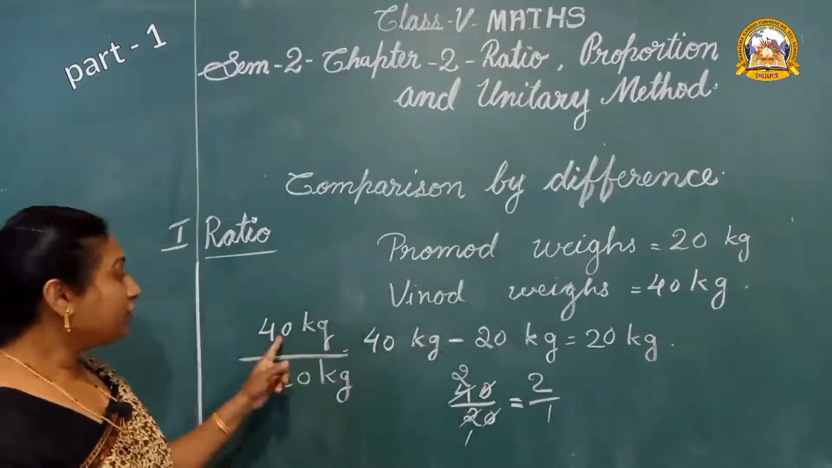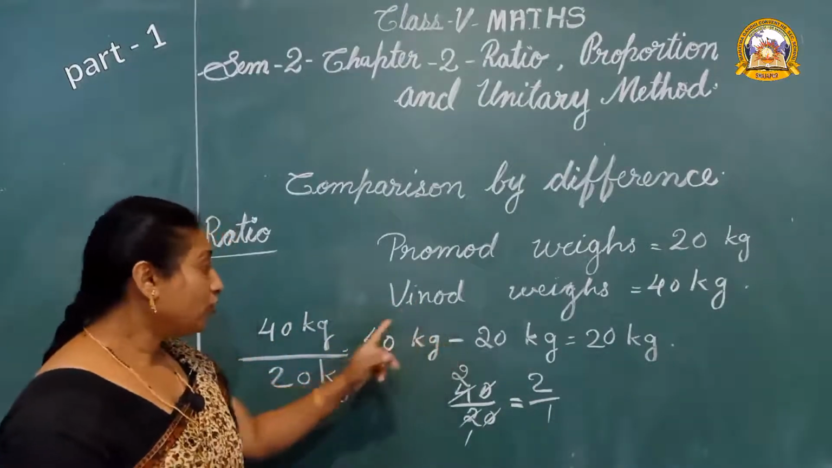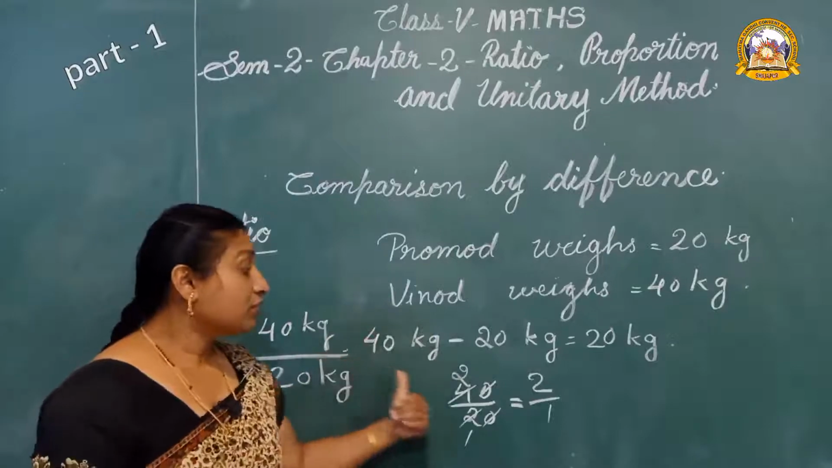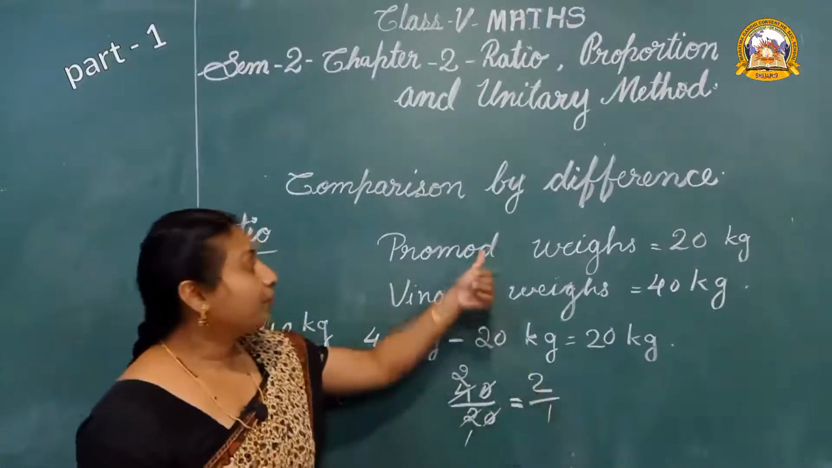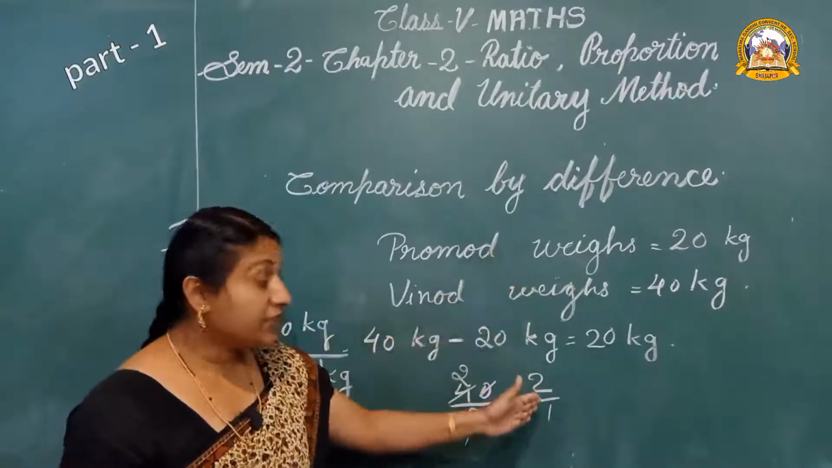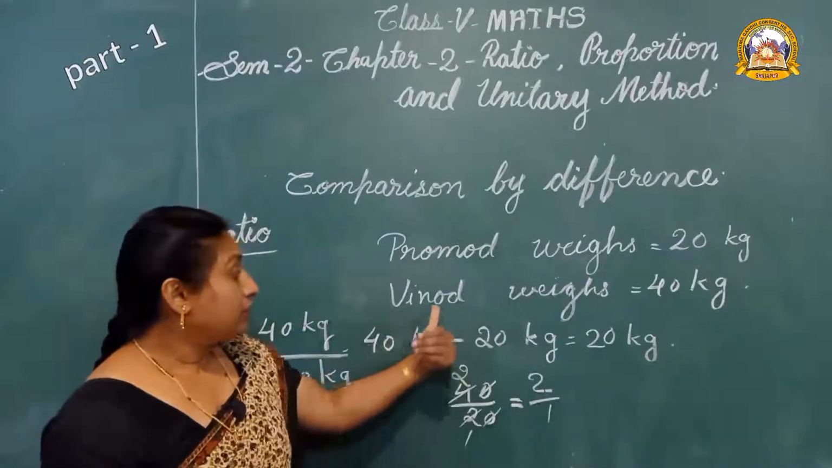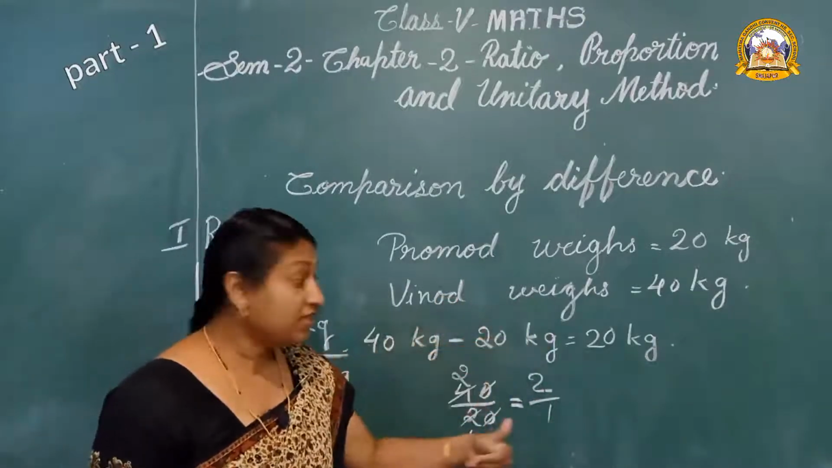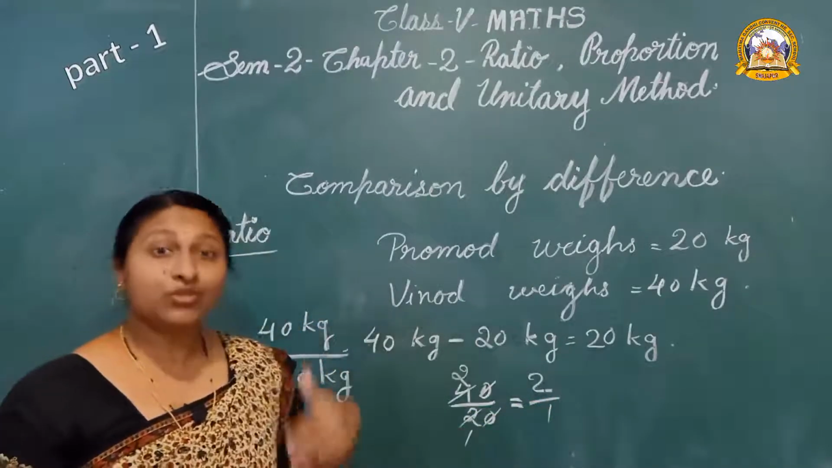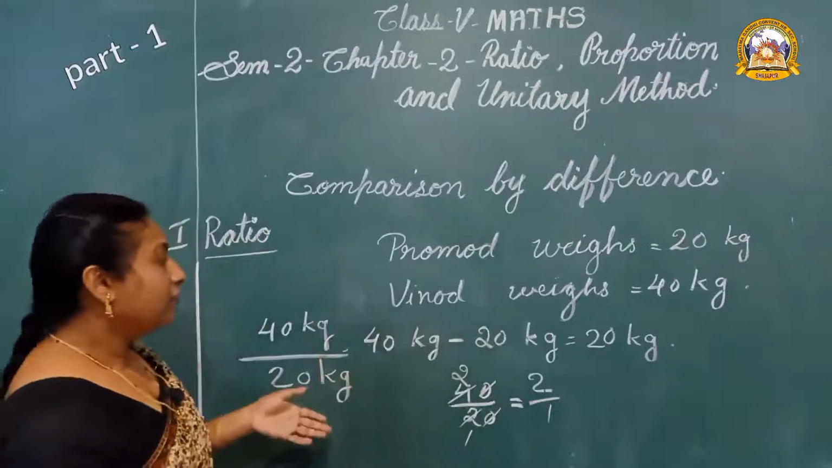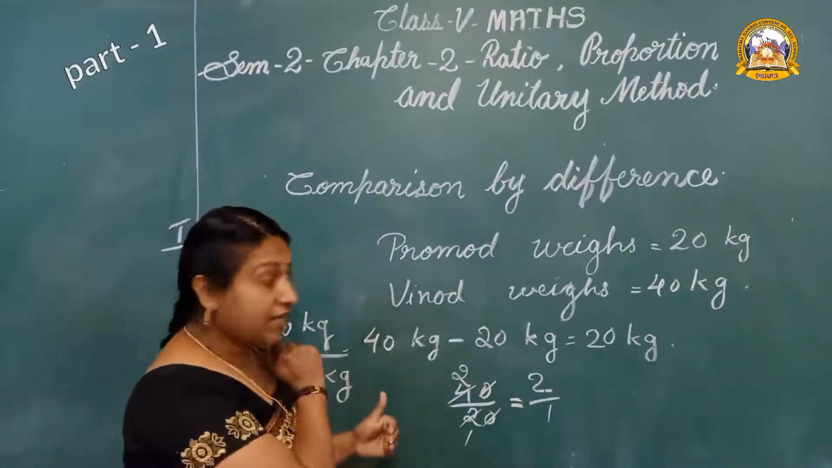Means first 40 kilogram, whose weight is that? Vinod's weight. So we can say Vinod's weight is twice of Pramod's weight. Means 2 times means double or twice. So Vinod's weight is twice of Pramod's weight. Means 2 times. Or if we say the name of Pramod first, how can we say that?